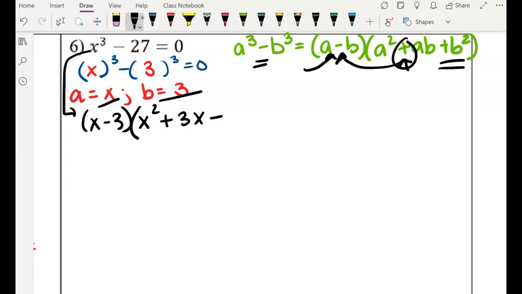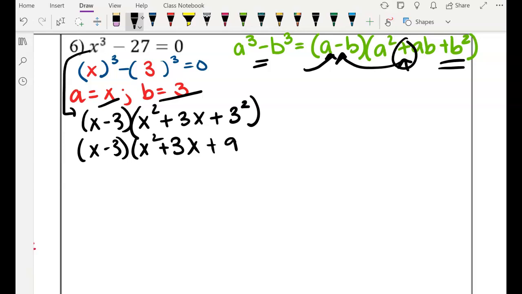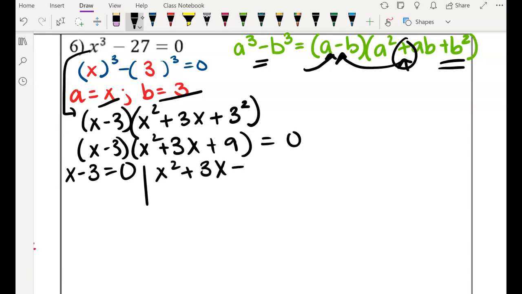And then it says b squared. Well, b squared is 3 squared. Well, 3 squared is really 9. So if we want to write that back down, it would look like this. And remember, we're solving, so we need to make sure that we take each factor and we set it equal to 0. Okay, and then over here, x squared plus 3x plus 9 equals 0.